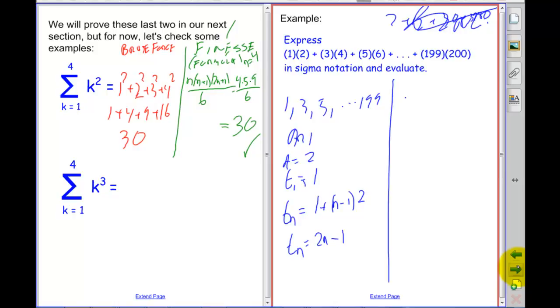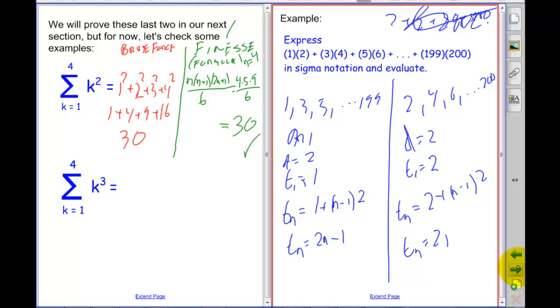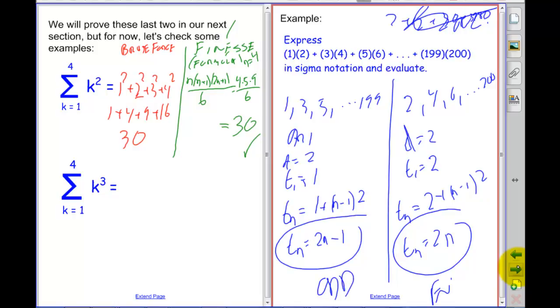Similarly, we've got 2, 4, 6, all the way up to 200. That's arithmetic with a common difference of 2, but a first term of 2. So t sub n equals 2 plus n minus 1 times 2. So you get t sub n equals 2n. These are key because this is basically how you express odd numbers, and these are even numbers. And if you want to memorize those two, it might save you in setting up some explicit formulas in the future.